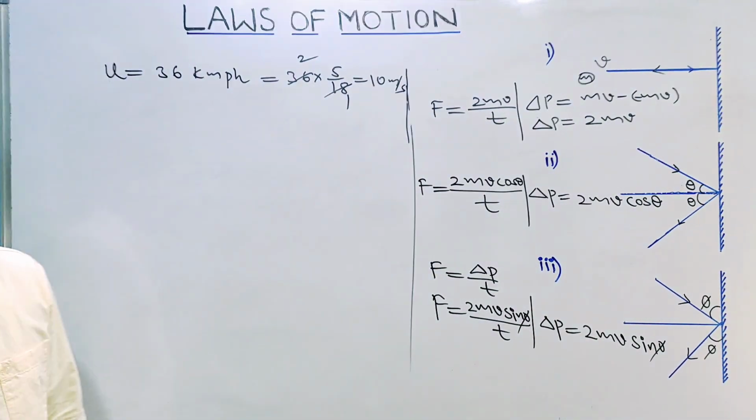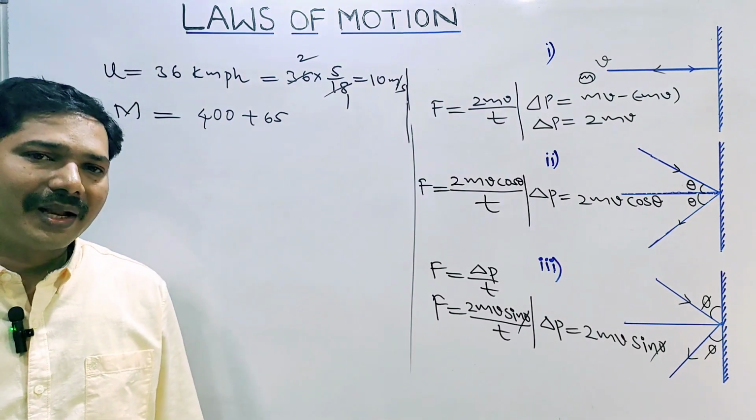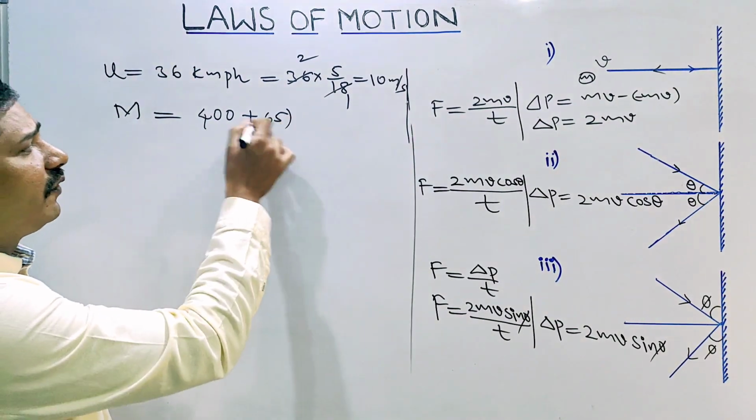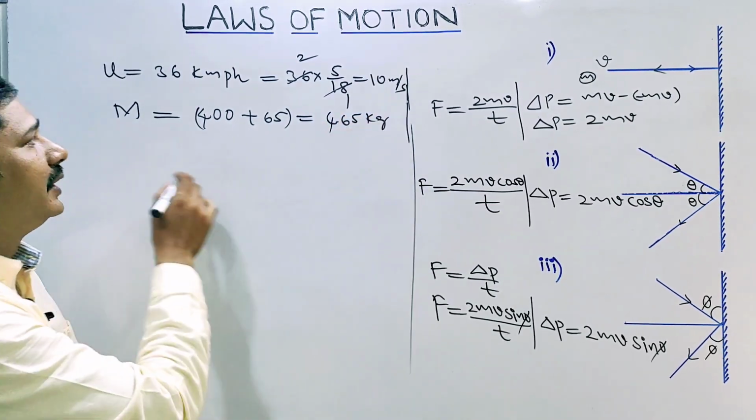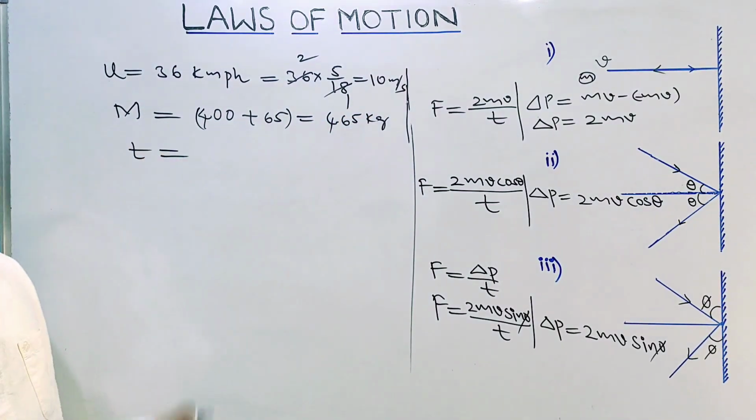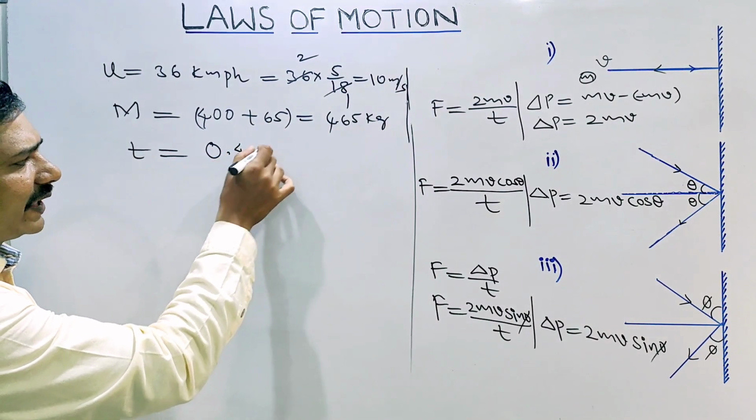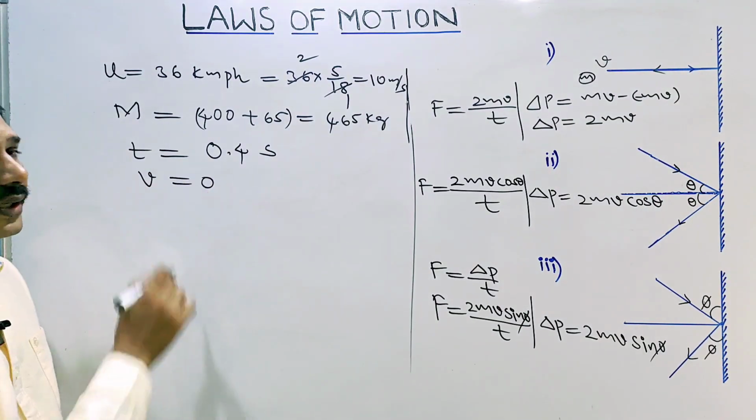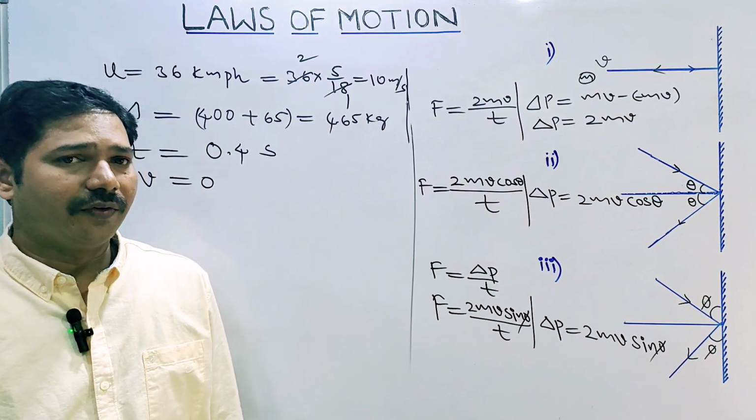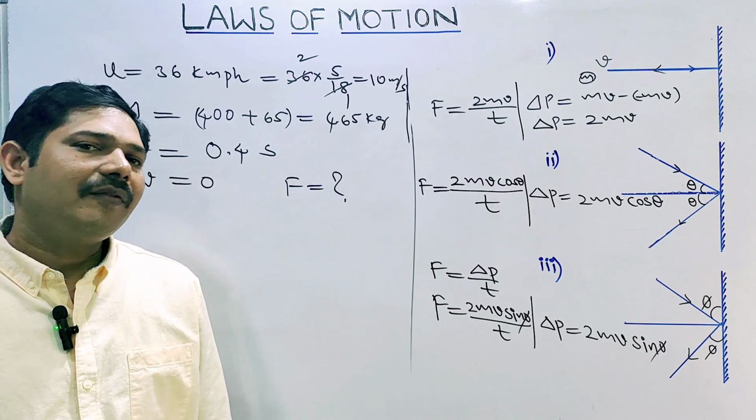Here the total mass is equal to the vehicle mass 400 kilograms plus the person mass 65 kilograms. Total is 465 kilograms. After applying the brakes, after how much time did they bring it to rest? 0.4 seconds. So the body came to rest, so final velocity we will take as 0. How much force is applied on the vehicle, they are asking.